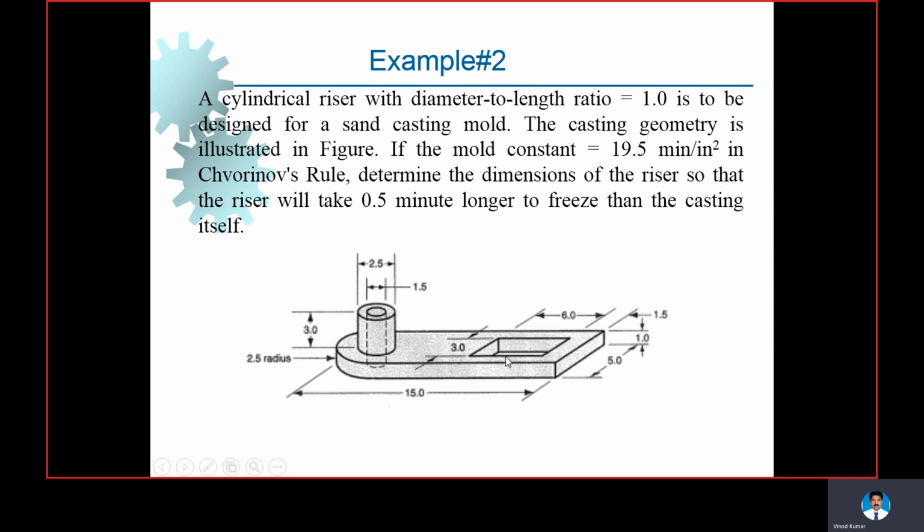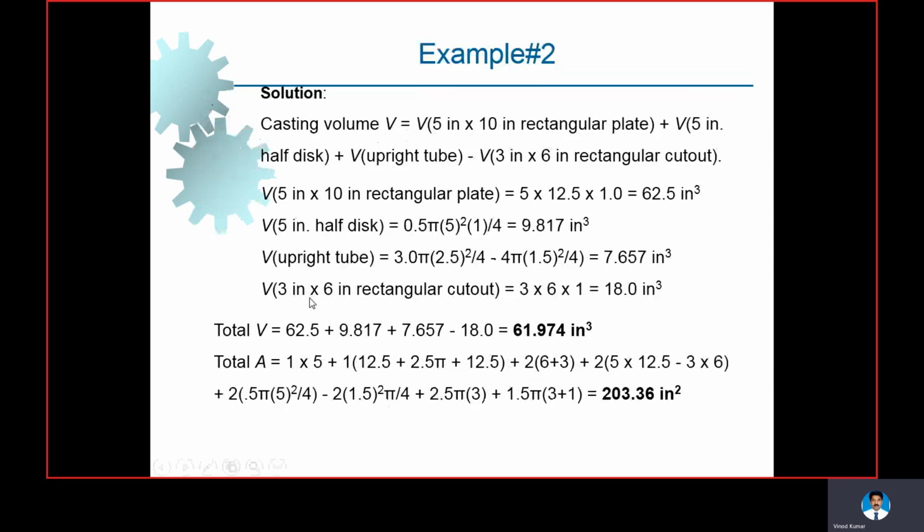So this is the part to be produced. This area is hollow. You can see here a rectangular hollow portion, and this area you can see a cylindrical area, and we have to calculate the dimensions of the cylindrical part. So first of all, the equation we have to use is known to you. The time required for total solidification is equal to Cm, the mold constant, times V over area raised to n. Cm and n are already given, they are constants. So V divided by A, volume divided by surface area, is to be calculated.